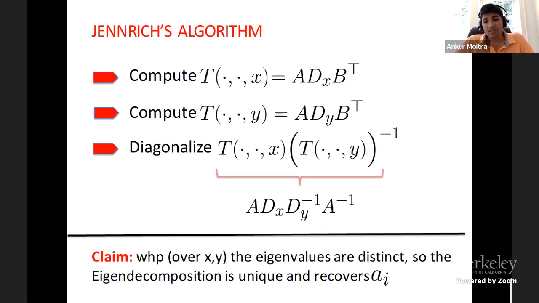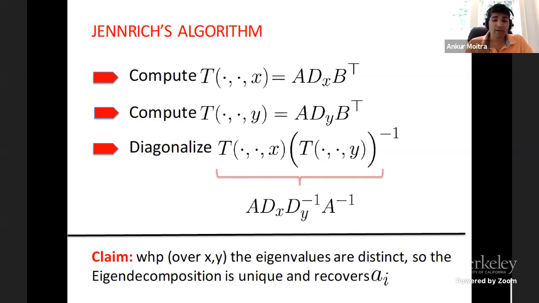And so the key claim is that, if your factors C sub I had the property that no two of them were scalar multiples of each other, then you can check that, when you compute these flattenings, T of X times T of Y inverse, and create this new matrix, this eigendecomposition will not only be an eigendecomposition, but it'll actually be unique. And that's what guarantees you to find the true A that you wanted to find.